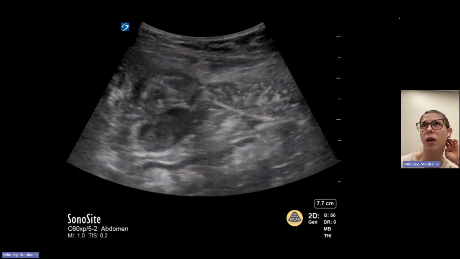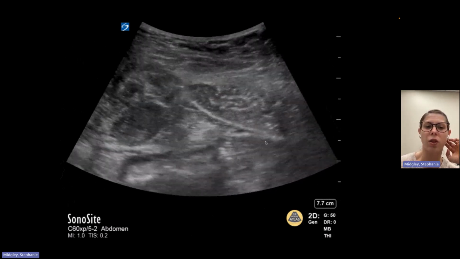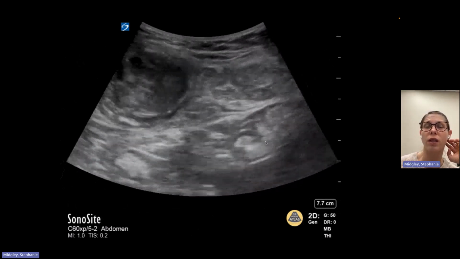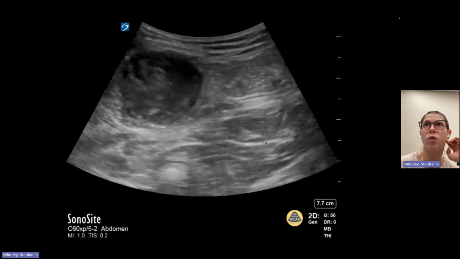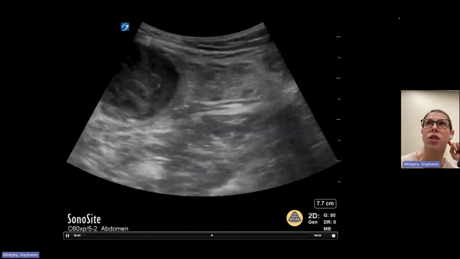This was a gentleman who started exercising and did a ton of sit-ups and then came in with a really sore abdomen where he was focally tender and he had some swelling that he had noted. So we did our ultrasound, and this gentleman had given himself a rectus sheath hematoma.